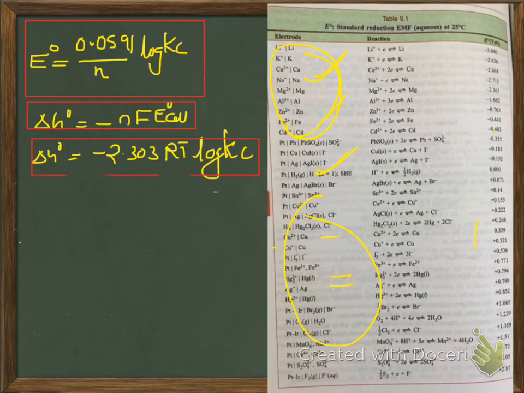Oxidation means tendency to lose electron. So, in an electrochemical cell, element at the bottom. In Daniel cell, we have zinc and copper electrodes. Copper acts as cathode and zinc acts as anode. Zinc is here, copper is here.